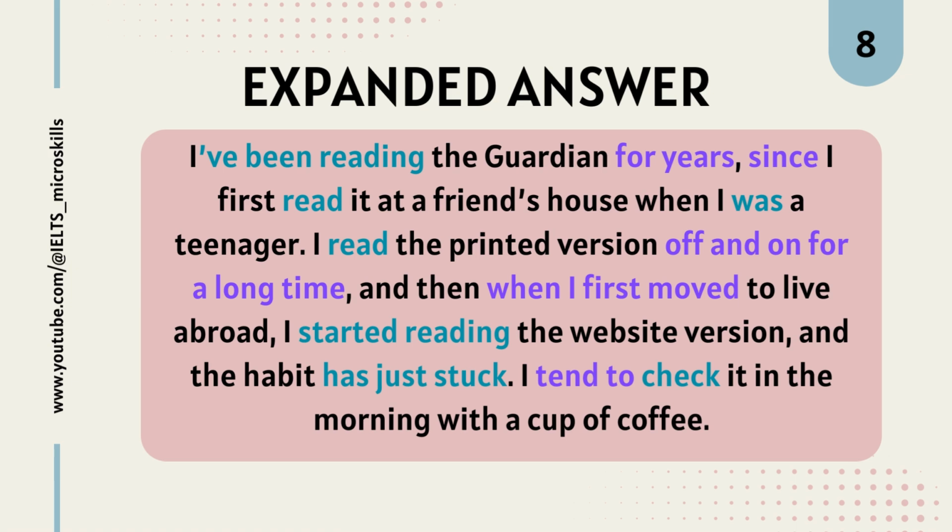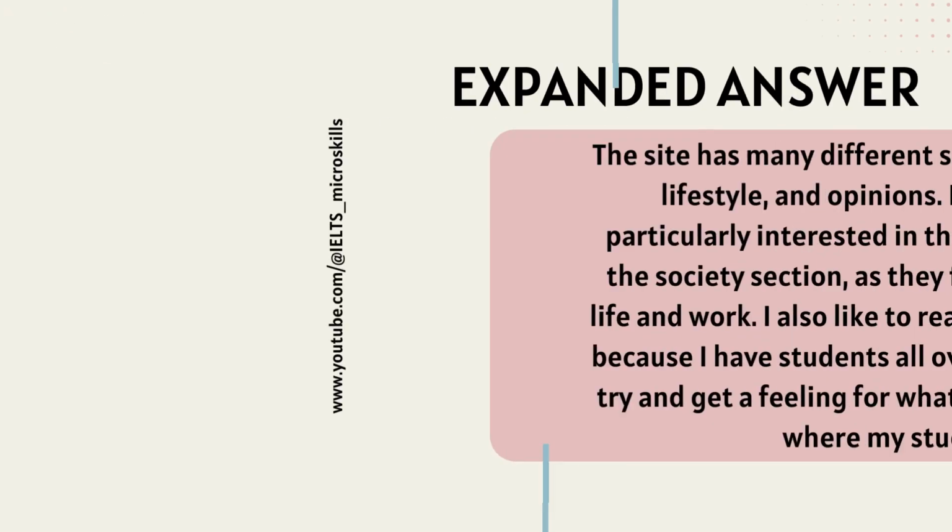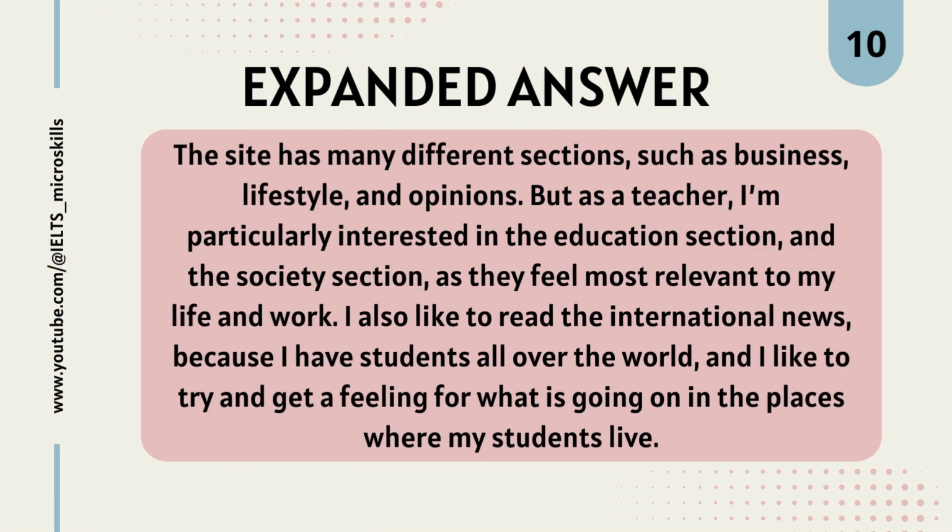Moving on to the some further information about the website aspect, my initial answer was, the site has many different sections, but I'm particularly interested in the education section, the society section, and international news. This is probably the most detailed part of my initial answer, but it could still be expanded. In this case, I might choose to expand by saying why. So my revised answer might be, the site has many different sections, such as business, lifestyle, and opinions.